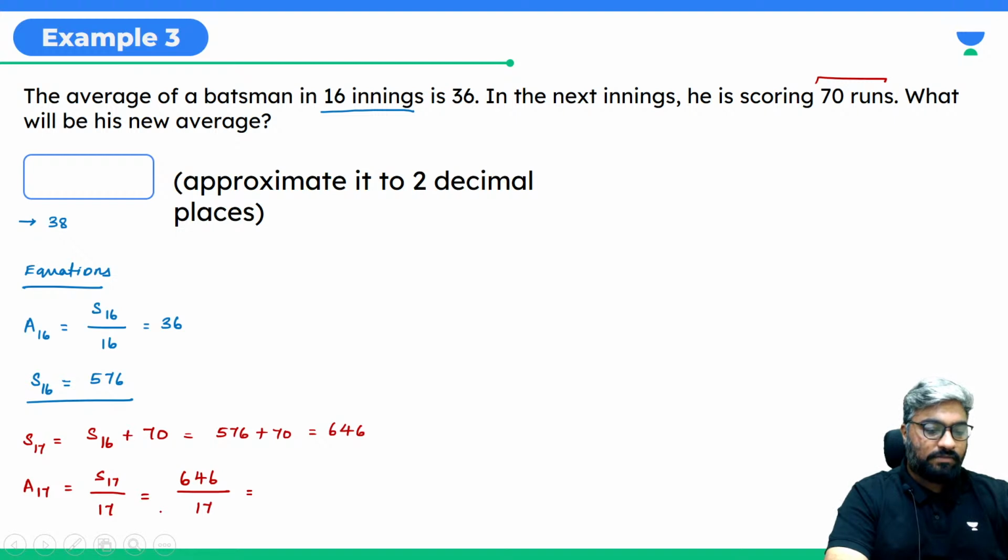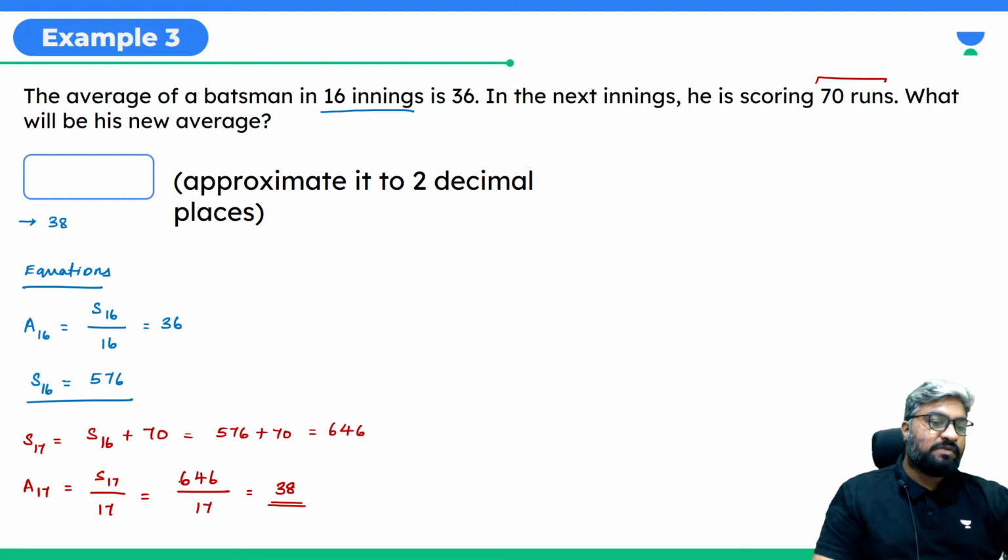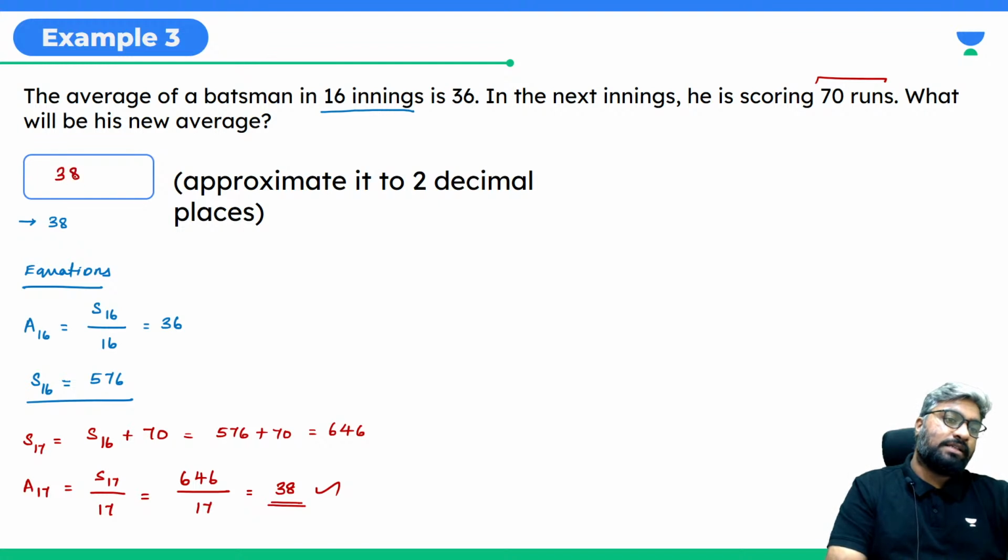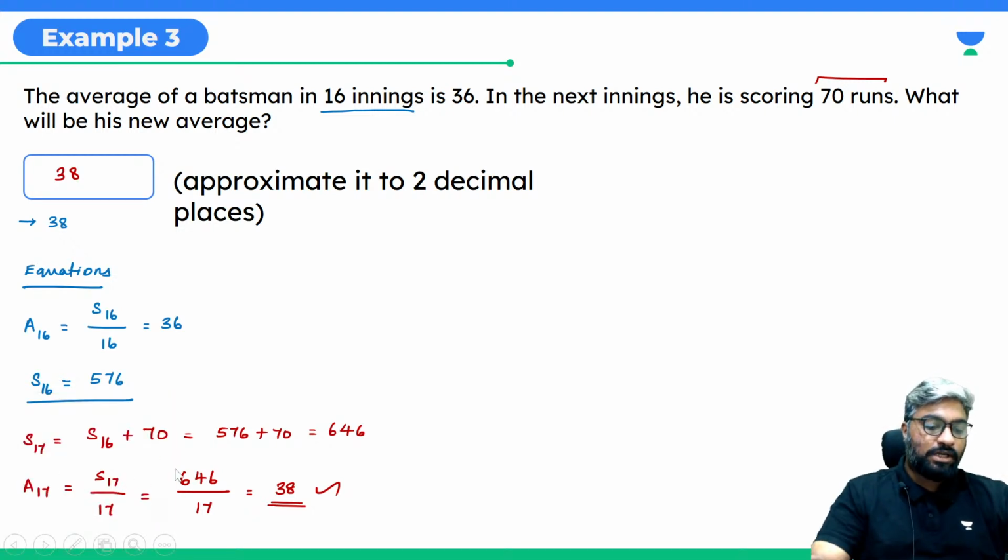Let's check once if something went wrong with the calculation. 576, 646 by 17, exactly 38. Yes, 17 3 times 51, 17 8 times will give you 136, exactly. Yes, so our answer is 38. This is using equations. Now, is equations the only way of doing it? Definitely not. We can also do it using this method called weighted average.